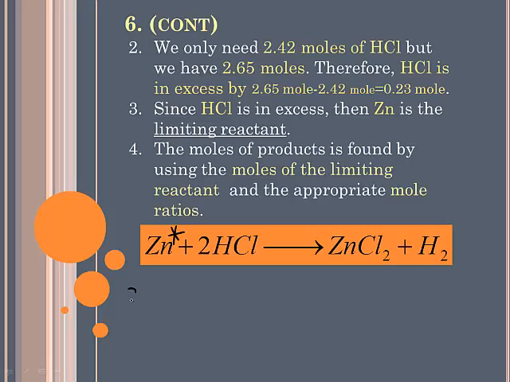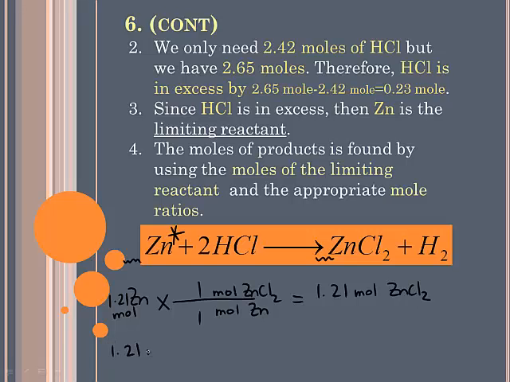So the moles of product is found by using the moles of the limiting reactant and the appropriate mole ratio. So I have zinc, and I still had the 1.21 moles of zinc. I'm going to draw an X and a line to change the units. I want to put the moles of product. The first product I'm going to look at is zinc chloride, and the moles of zinc on the bottom. What we see here is that it's a 1-to-1 relationship, which means I would need 1.21 moles, or make 1.21 moles of zinc chloride.